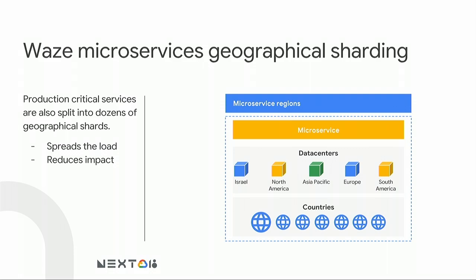Our production critical servers are also split into dozens of geographical shards. Now, why is that? Because it helps to spread the load between the different areas, and it reduces the impact of bad updates when we deploy code into production. Now, seems pretty complicated, doesn't it? Well, you haven't heard the half of it. This is only on one of our logical data centers, bless you, split across 3 regions.